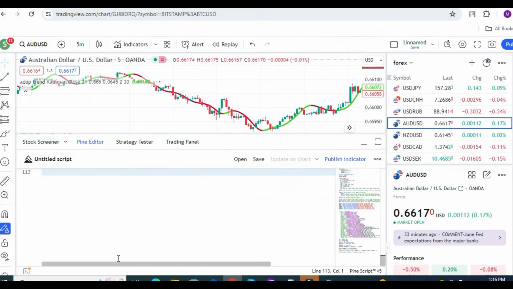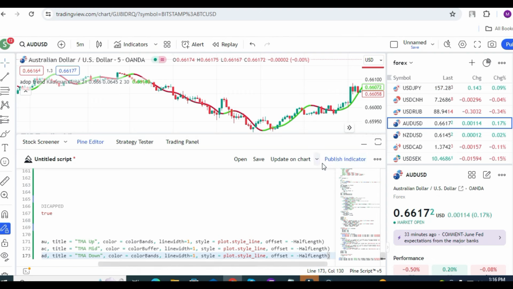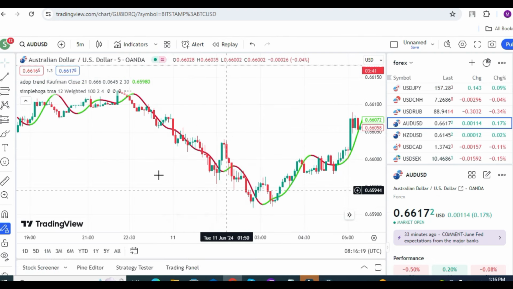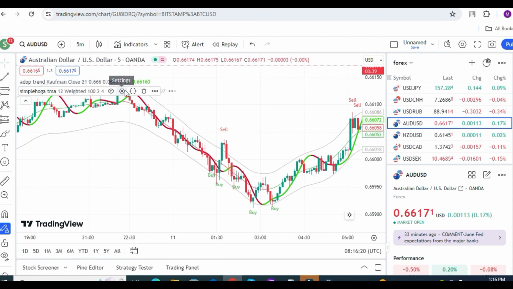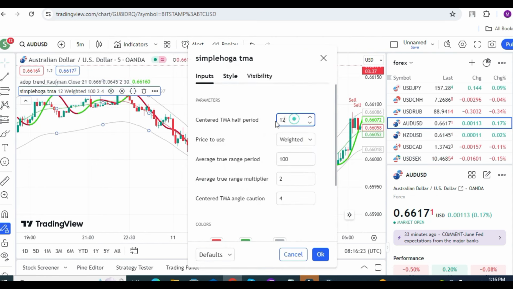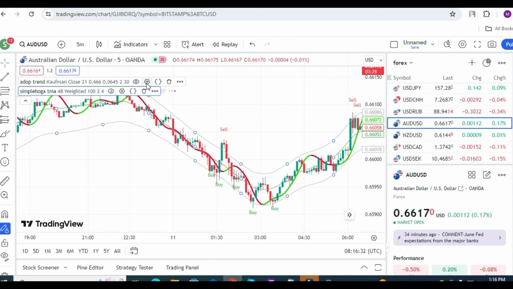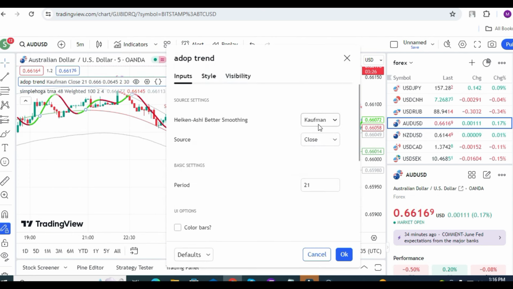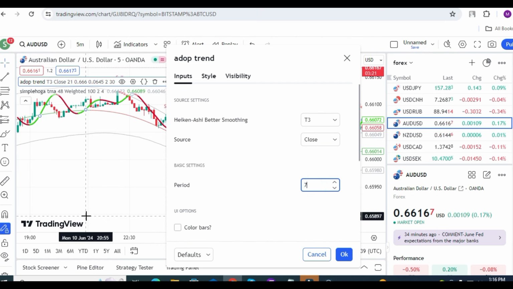And here you need to paste your code, Control A, Control V, and here you will find the option of add to chart. After clicking on add to chart, we are almost finished, just need some settings. Clicking on Simple Hoga TMA settings, it should be 48. Okay, it should be 48, and click OK. Nothing more. And in that adaptive trend, you need to select T3, and here you need to put 75. That's it, your changes are done now.